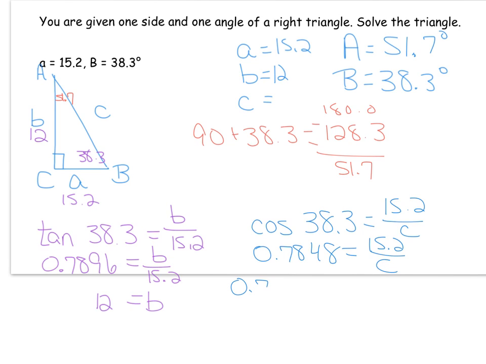I'm going to multiply both sides by C. And then I'm going to take 15.2 and divide by 0.7848. And I get C is about 19.4. You could use Pythagorean theorem, let's see what happens here: 12 squared plus 15.2 squared, and I'm going to take the square root. You get 19.36, which is 19.4. You should get something very close regardless of which way you use.